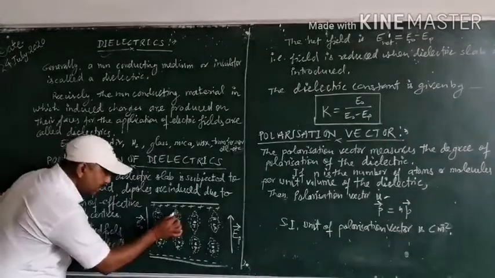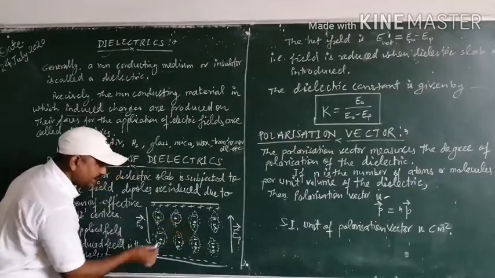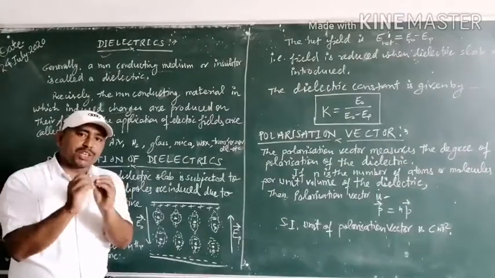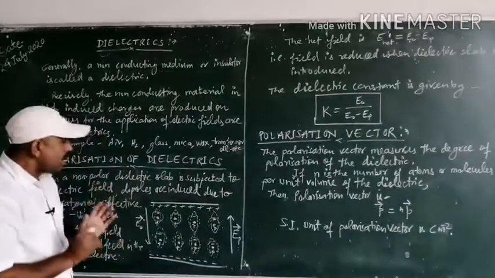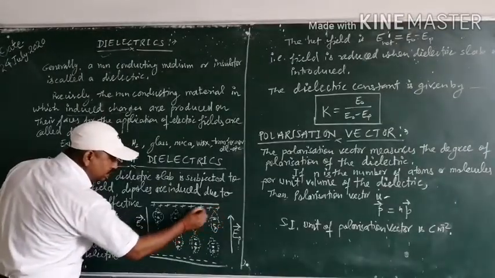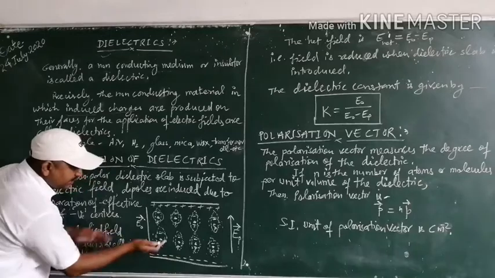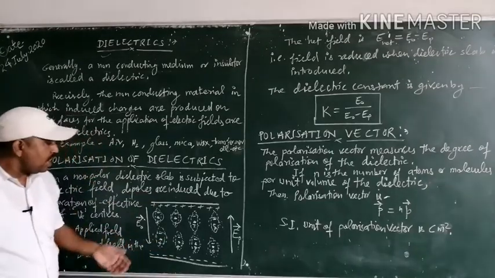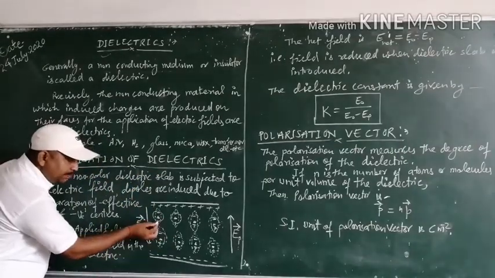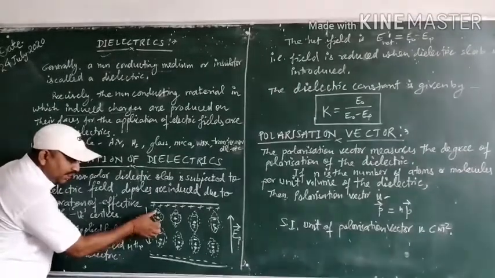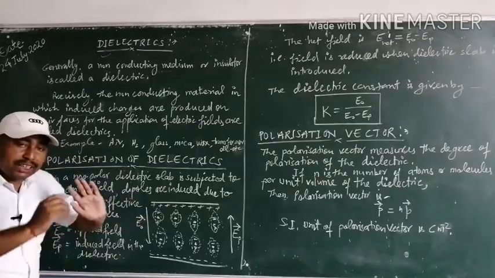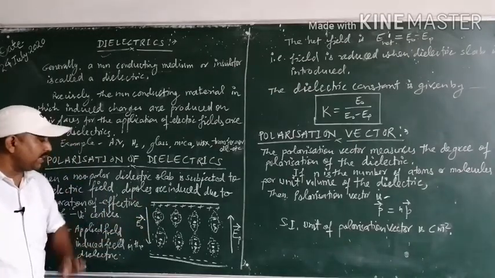All the molecules of the dielectric have a spherical symmetry, and the positive and negative charges coincide with each other. When by some means we produce here a positive charge and here a negative charge, then an electric field is induced. With the help of this field, the positive charge center and negative charge center of the molecule are separated. Separation produces a net dipole moment for the molecule.